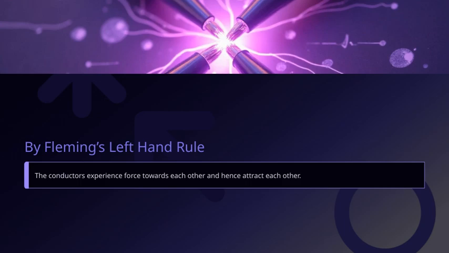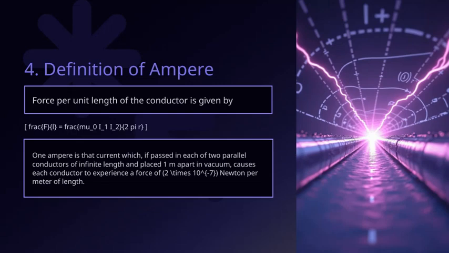So, the key takeaway here is that conductors with current in a magnetic field will experience a force, and Fleming's left-hand rule is a simple way to determine the direction of that force. Let's talk about 1 ampere and what it really means.